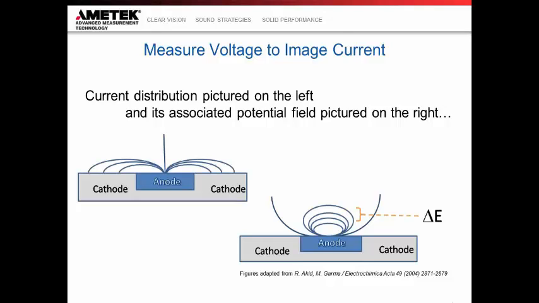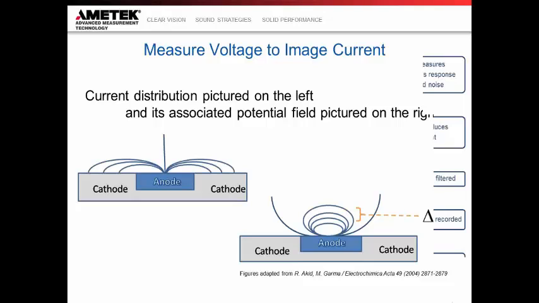Those lines are called equipotential lines, meaning that everywhere on one of those lines has the same potential. And so you can see once I get over the anode and I vibrate the probe in Z, you're going to see a difference between those. There's going to be a difference between those two equipotential lines. So I'm going to record that as a delta E voltage.